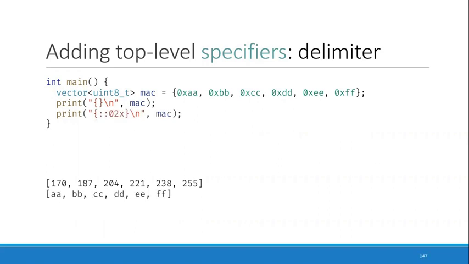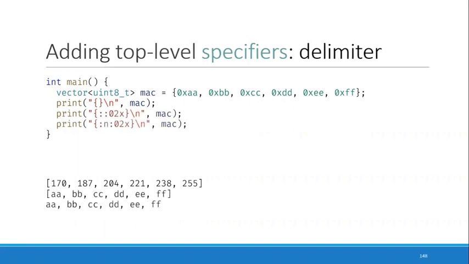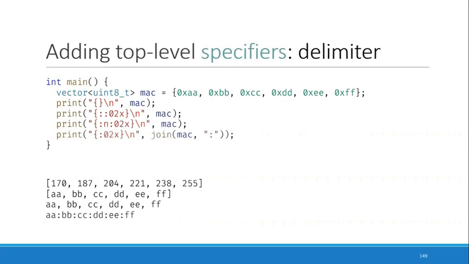Okay, so I want to print it in hex, and I don't want the brackets, and so I'm almost there. All I need to do is change the delimiter from comma space to colon. And what format has for this is something called join. Join just takes a range and a string view to use as a delimiter. And you can see that the specifier now is a little bit different. There's one less colon in it. There's only one colon instead of 2. And this works. Here's my MAC address.